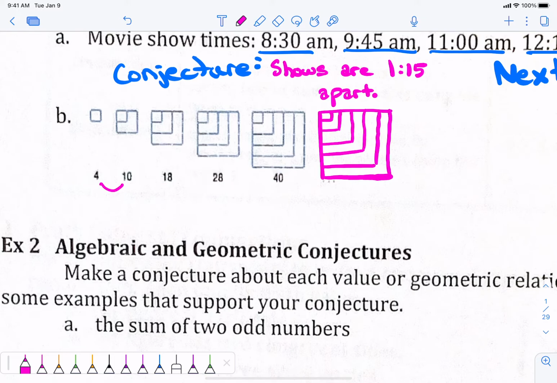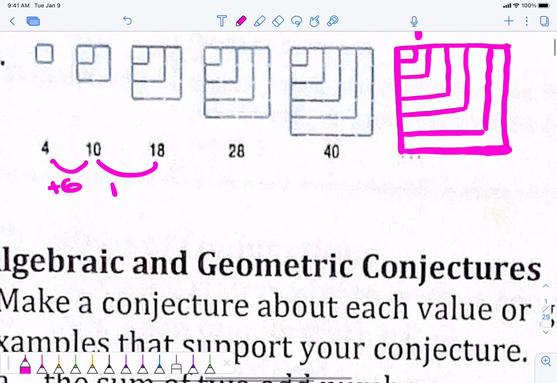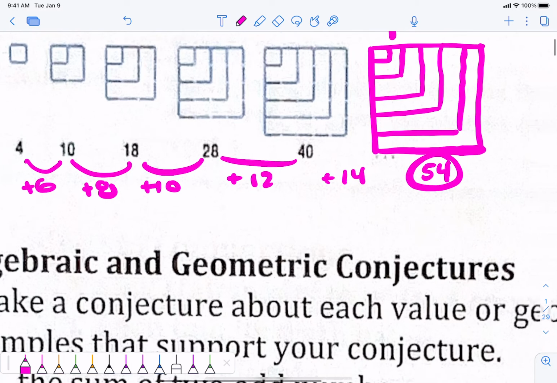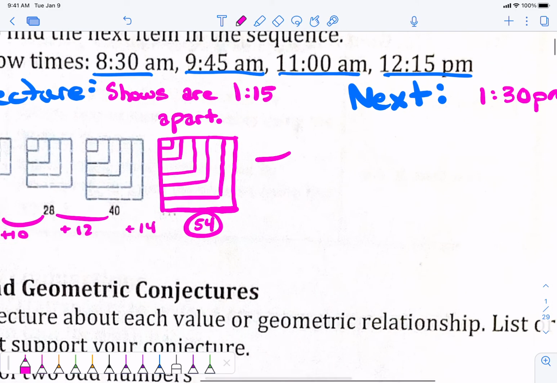So from 4 to 10, how many did we add? 6. And from 10 to 18, we added 8, and then we added 10, and then we added 12, and now we're going to add 14. And so this one has 54. Okay, so our conjecture, we've figured out the next term. The next term is 54 in the diagram.